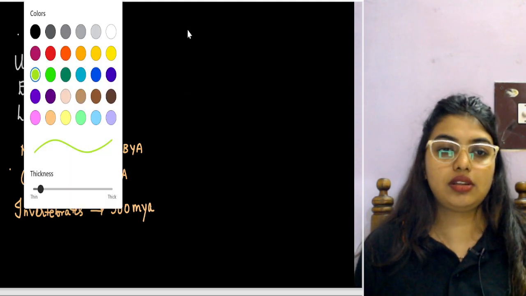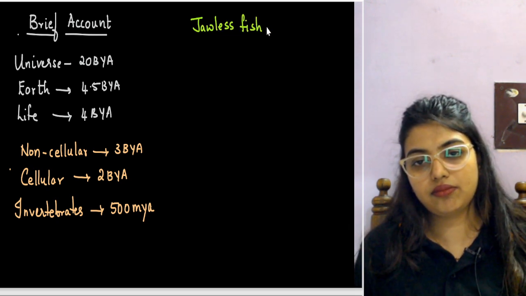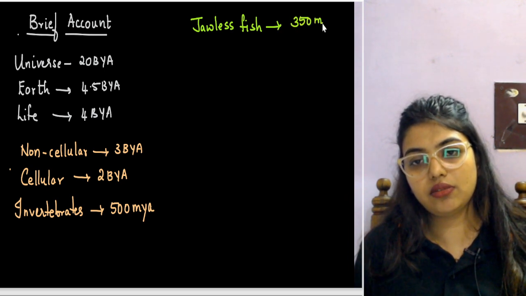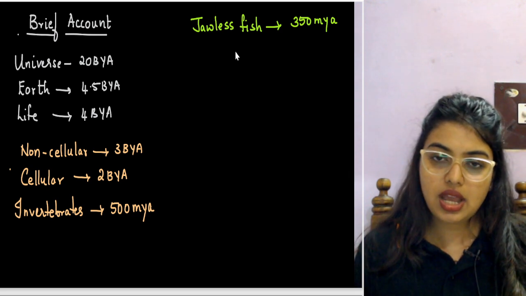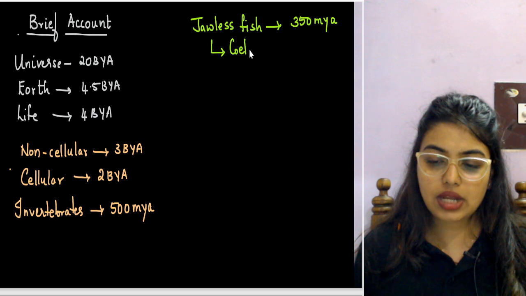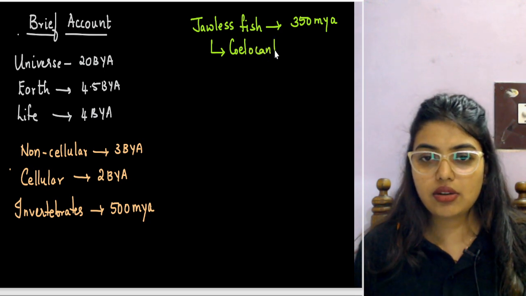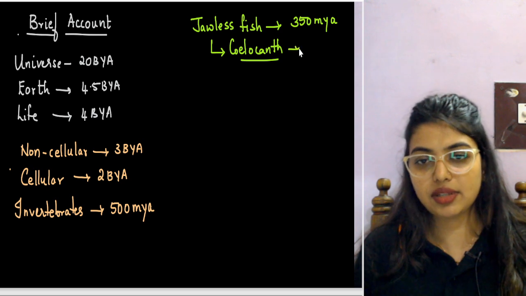Then jawless fish was 350 million years ago. Jawless fish was 350 million years ago, and in that you have to remember your coelacanth, however you want to pronounce it. This is believed to be also the ancestor of amphibians.